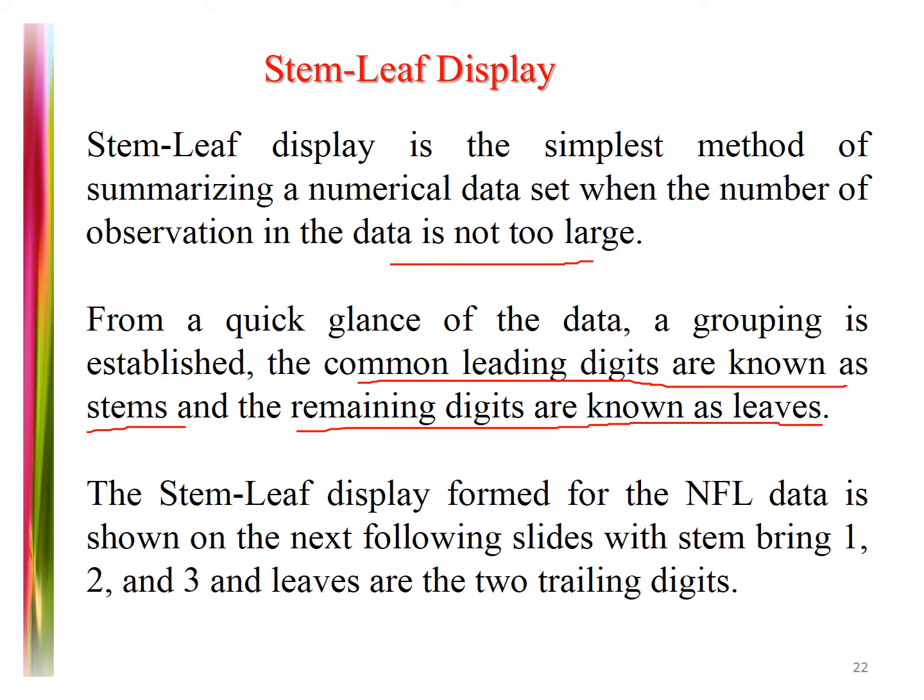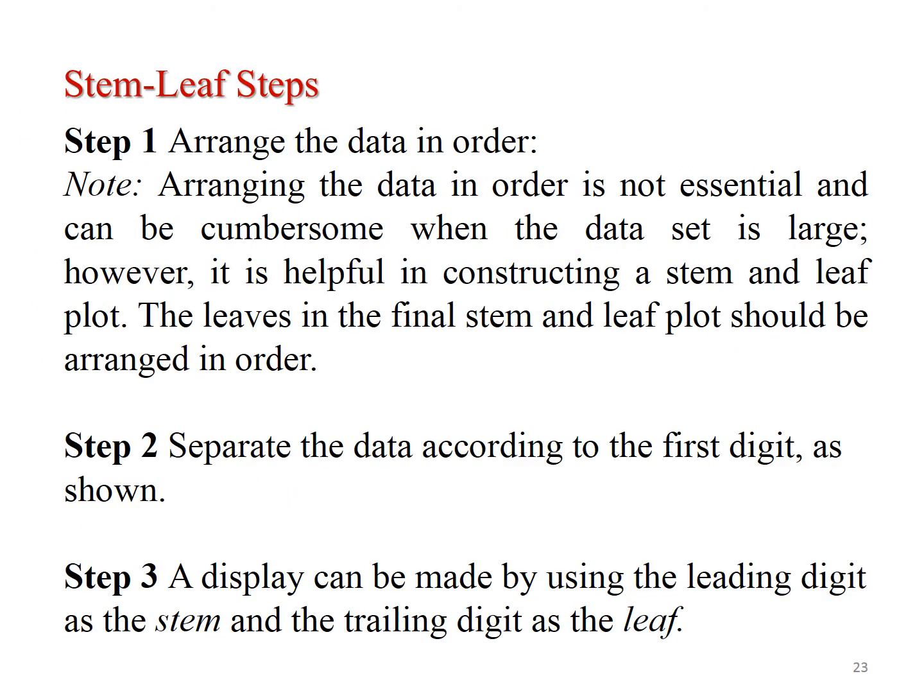The stem and leaf display is formed for the NFL data, that means our previous example data. In this case, the minimum value is 152 and the maximum value is 331. So the common leading digit is 1, 2, 3. First we have to arrange the data in order. That is a better way, but it is not necessary. If you arrange the data in increasing order, you can easily write down the corresponding stem and leaf, and the shape is also pretty nice.